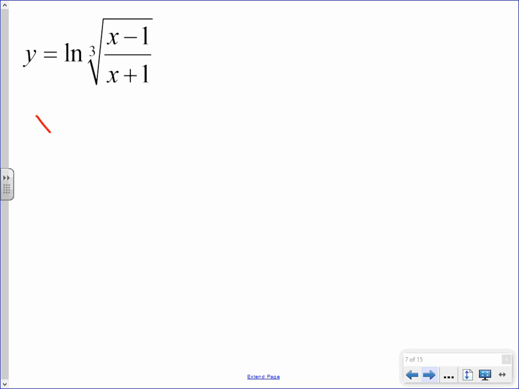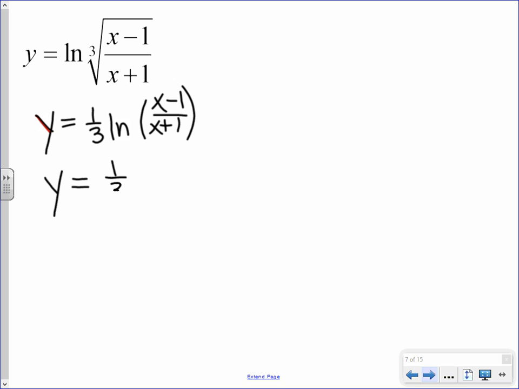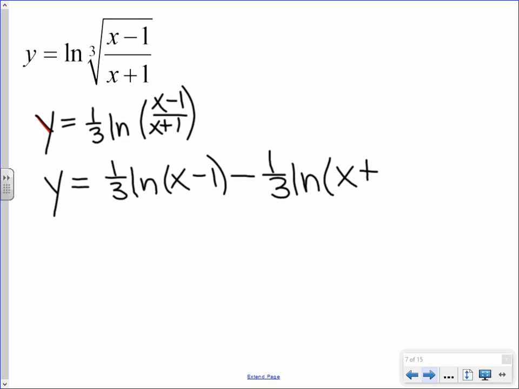Okay, so first we could say this is 1/3 natural log of this. Now we could write 1/3 natural log of x minus 1 minus 1/3 natural log of x plus 1. That's the expanded version of that function. Do you agree? Now, does the derivative look as intimidating?